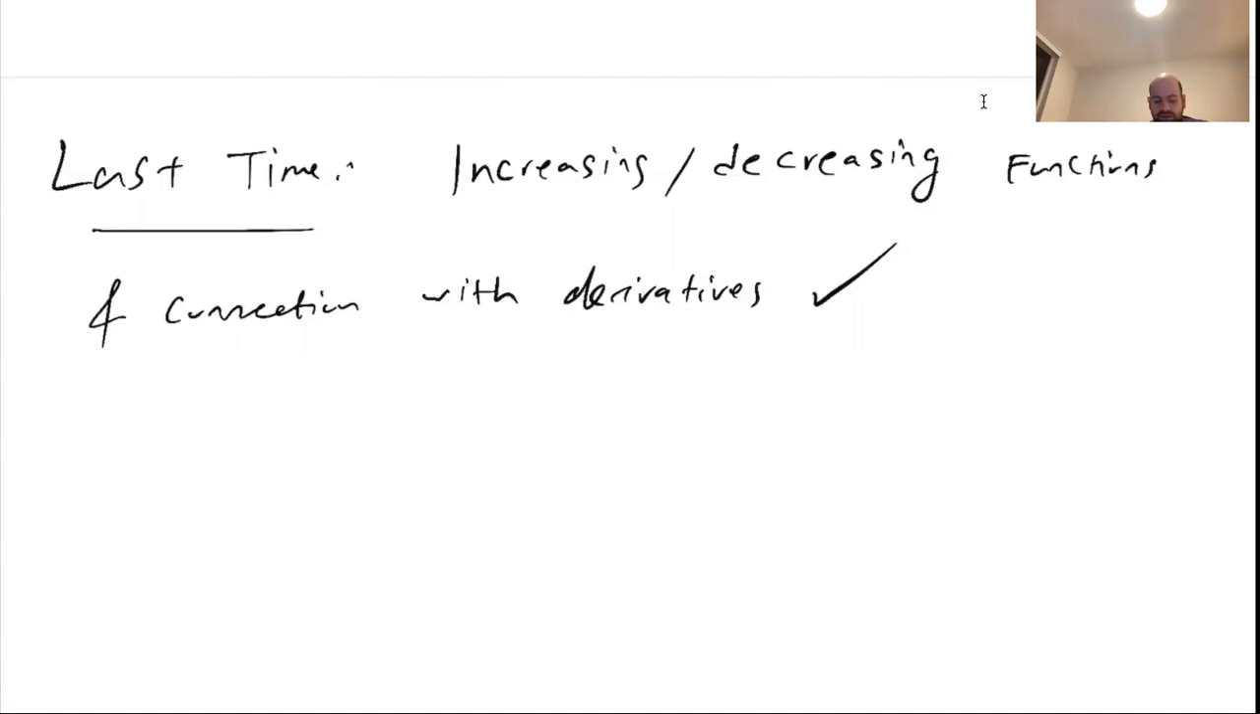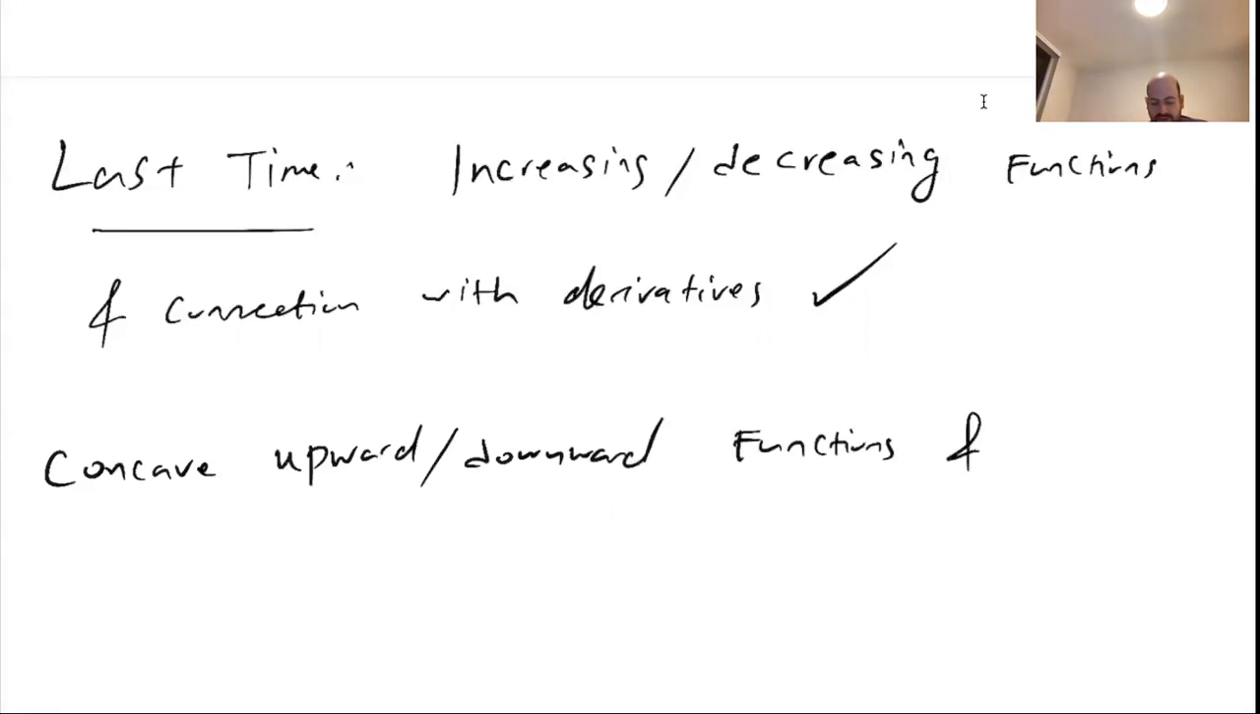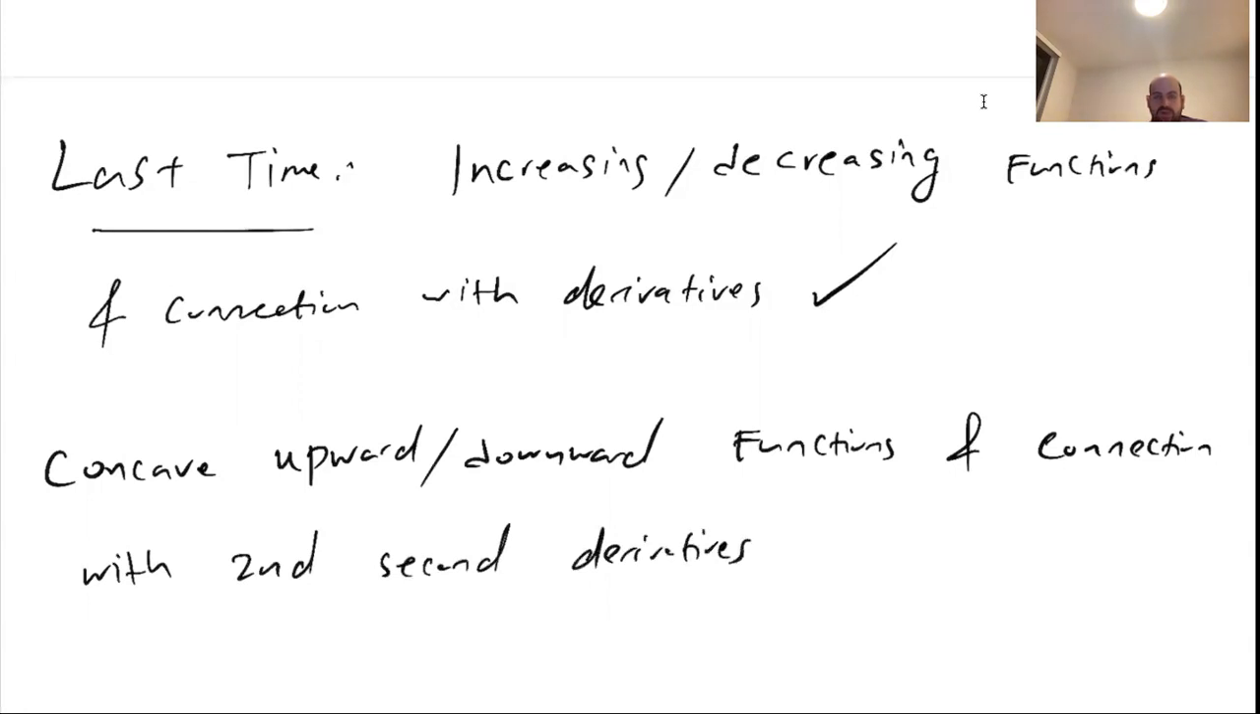And we also saw about the concave upward and downward functions, and we saw the connection of this concept with second derivatives. So we saw that if the second derivative is positive, then the function is concave upward, such as x squared, like a parabola opening upward. And if the second derivative is negative, then the function is concave downward, such as minus x squared, a parabola opening downward.